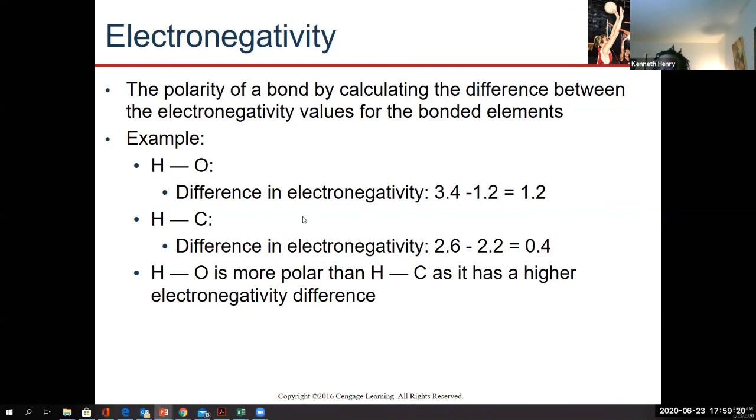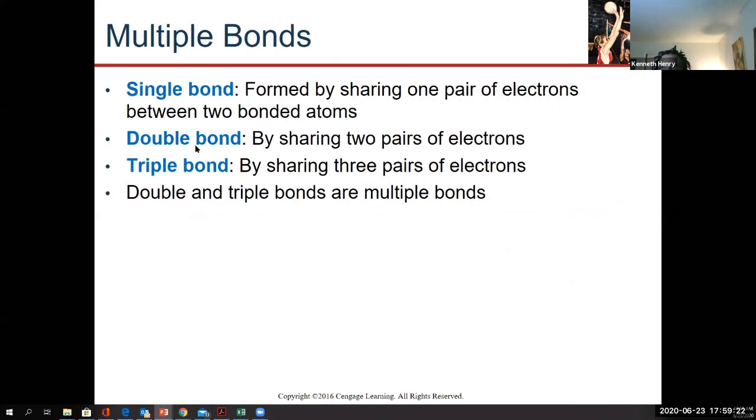Okay, we've talked about single bonds, double bonds, and triple bonds. A single bond is when you share one pair of electrons, that's 2 electrons. A double bond is sharing between 2 pairs of electrons, or 4 electrons total. And a triple bond is where we're sharing 6 electrons total, or 3 pairs of electrons, right?